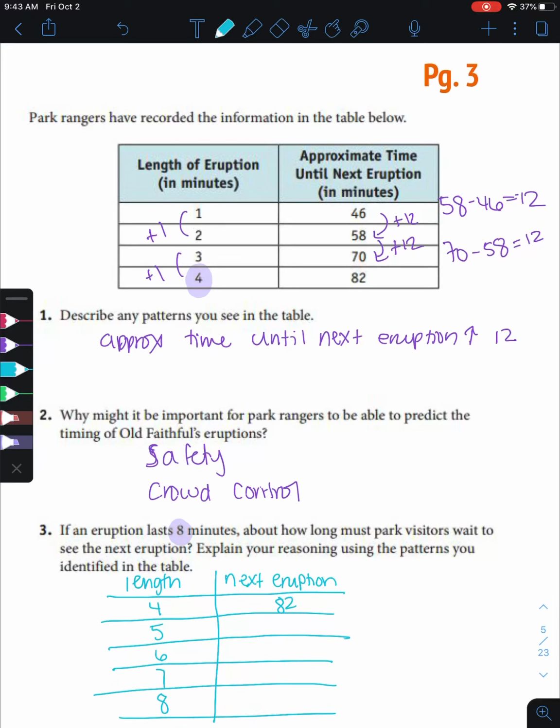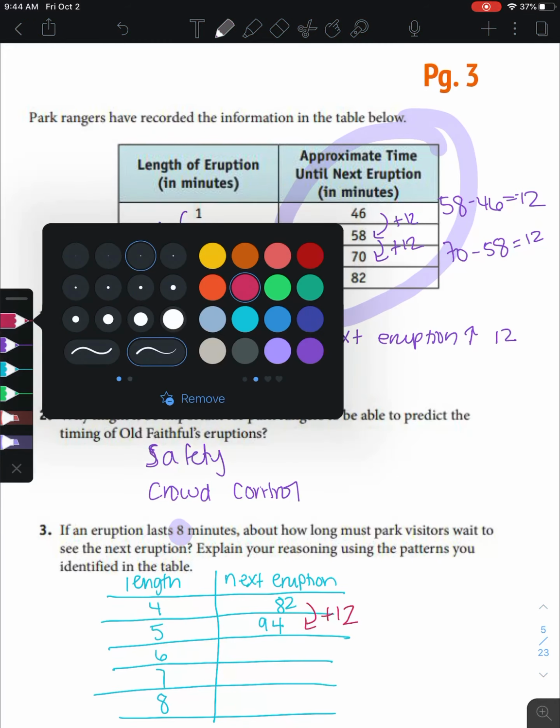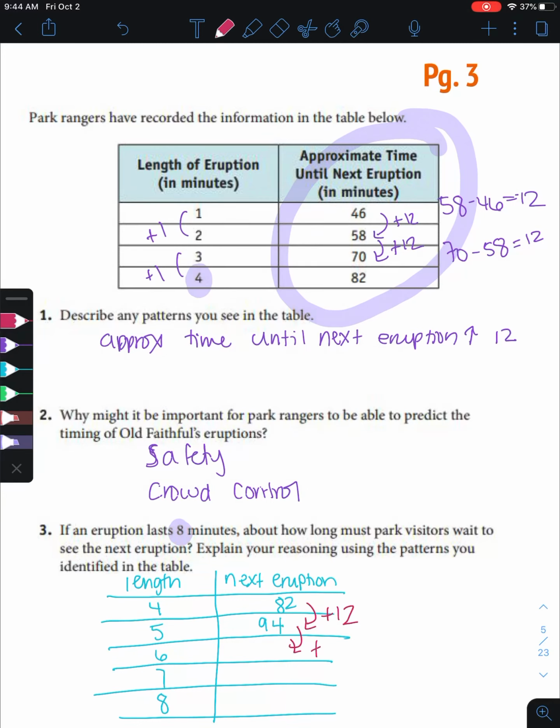Okay, so there's my table. I identified up here that my approximate time increases by 12 each time. So I can do 82 plus 12, and I get 94. Then I'm doing 94 plus 12, and I get 106. Plus 12, I get 118. Plus 12, I get 130.